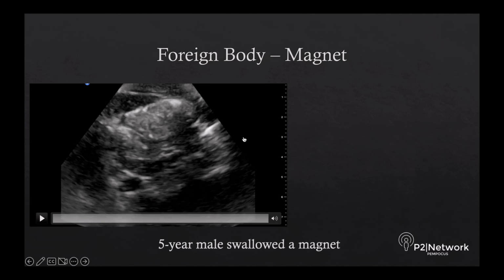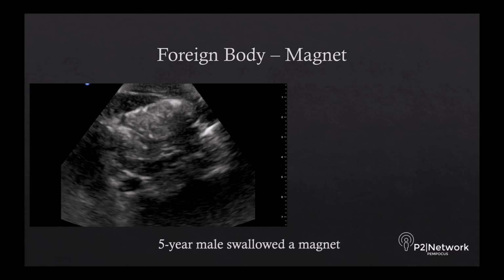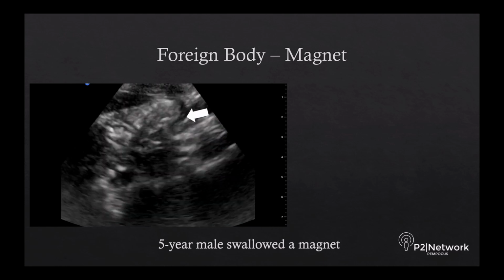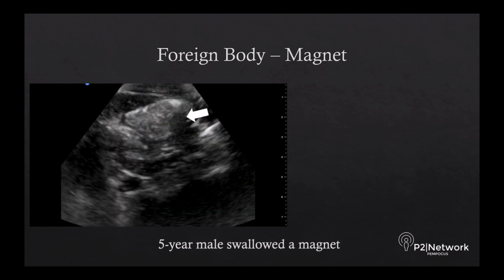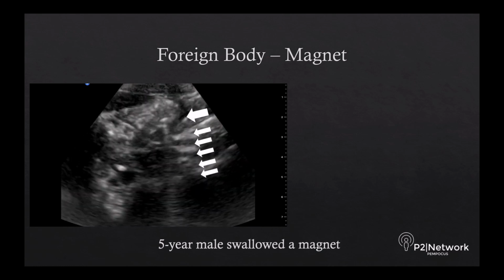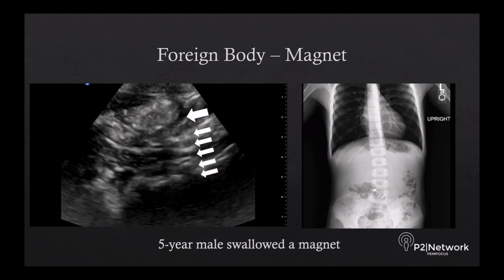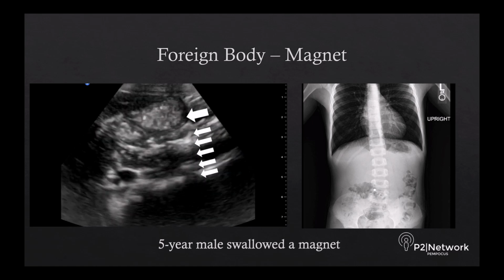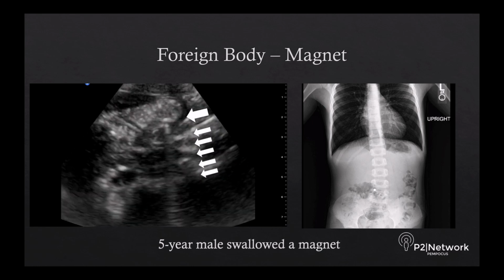You don't immediately notice anything obvious as far as hyperechoic bodies or reverberation or shadowing, but as we pan through a little bit, you start to notice a small hyperechoic object sitting there, and each time it comes into view, you get this corresponding reverberation artifact in the far field. This was confirmed to be a luckily single magnet within the stomach on X-ray, and this patient was allowed trial of passage of this magnet and had uneventful passage.